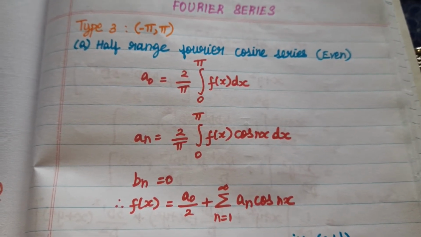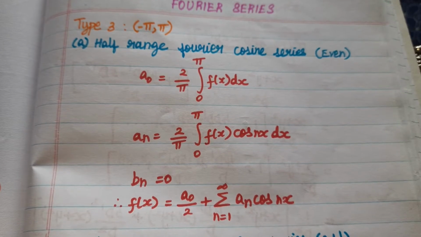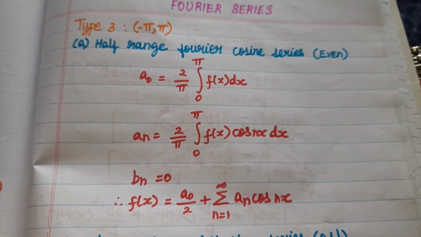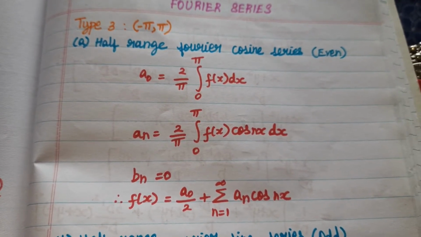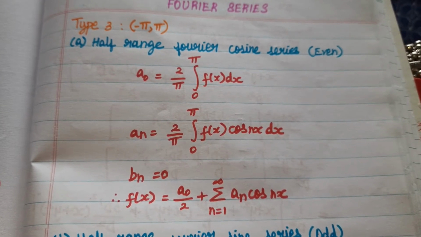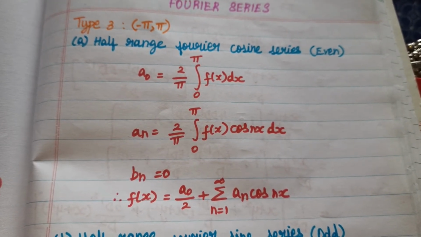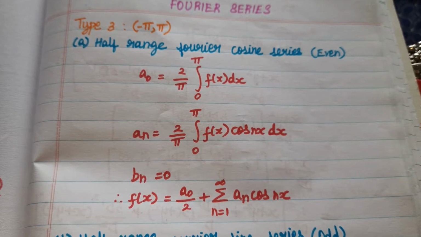Hi friends, in this video we are going to see about type 3 of Fourier series. So in type 3 it is in the interval minus pi comma pi. So first one is half range Fourier cosine series, that is even.